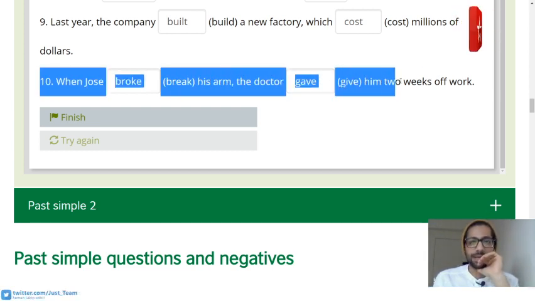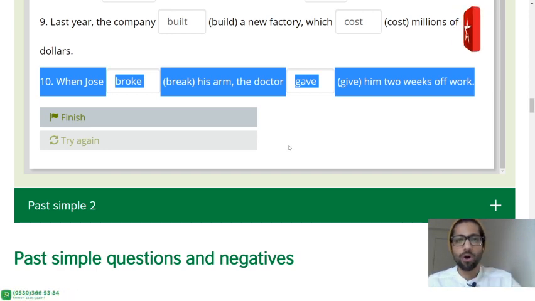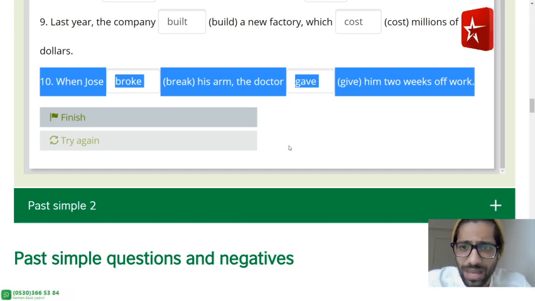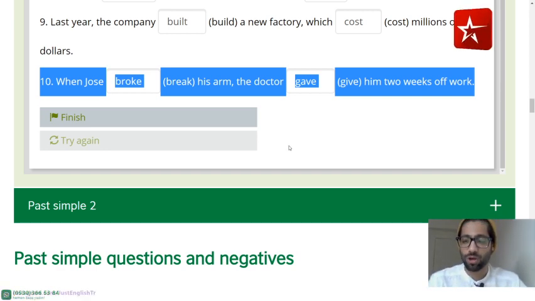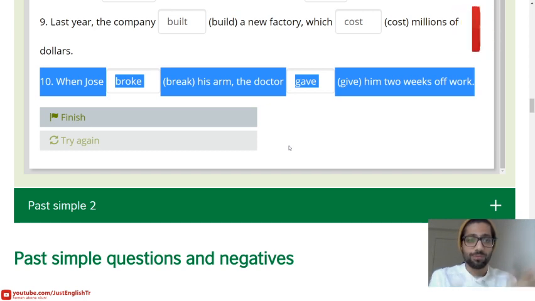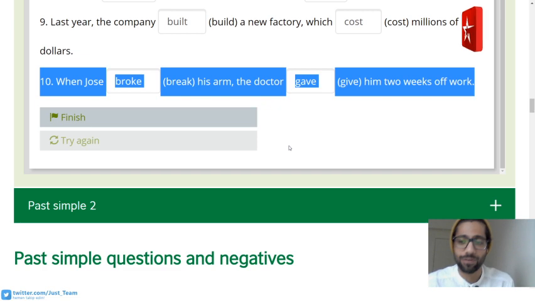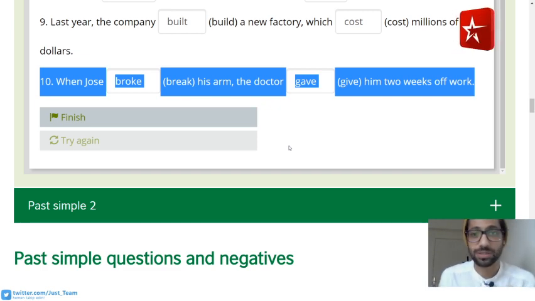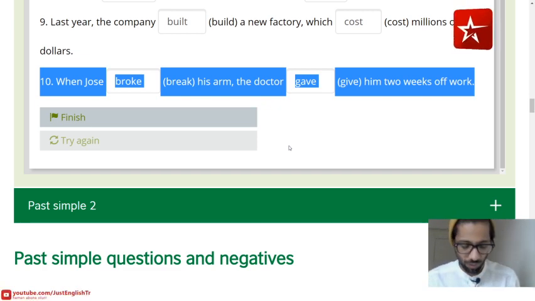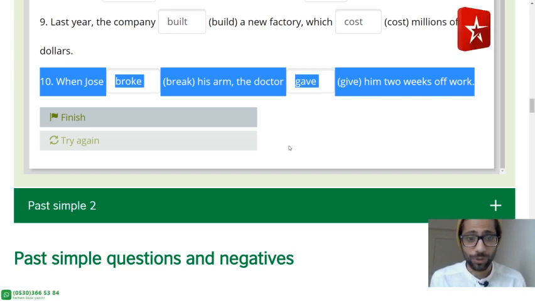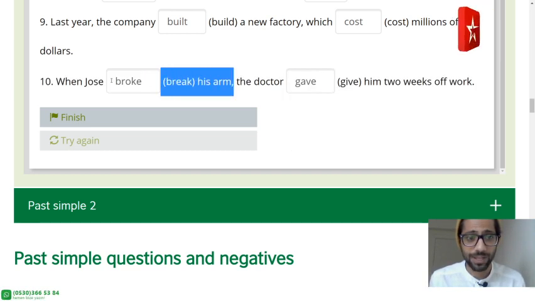Now, when Jose broke his arm, the doctor gave him 2 weeks off work. Very nice, Miss Esme, yes. Now, the first part is when Jose broke his arm. First sentence, is it several times, true in the past, sometime in the past, or what do you think? Now we're talking only about the first part of the sentence here.